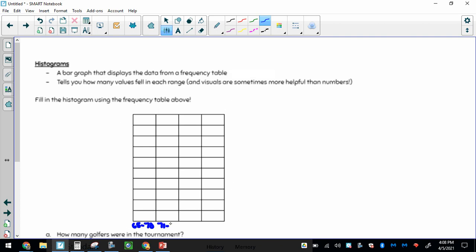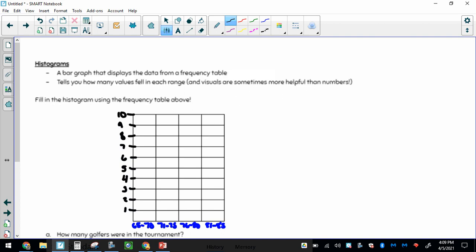And then 71 to 75, 76 to 80, and then 81 to 85. Right? Now notice these bars are touching because you're either in one section or immediately in the next. So no gaps between them. And then along the y-axis, this is where we're going to count how many there were. So this bar is going to represent 1, 2, 3, 4, 5, 6, 7, 8, 9, and then that very top one is going to be 10.